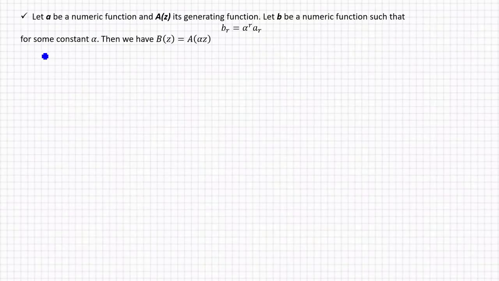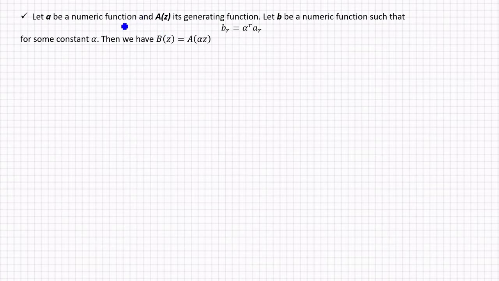In this lecture, we'll study another property of generating function. Let a be a numeric function and A(z) its generating function. Let b be a numeric function such that b_r is equal to alpha to the power r a_r for some constant alpha. Then we have B(z) is equal to A(alpha z).